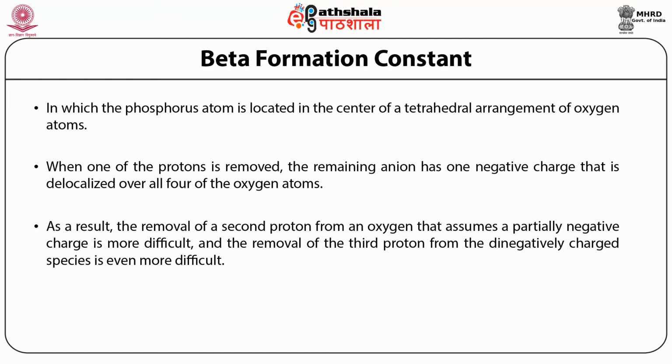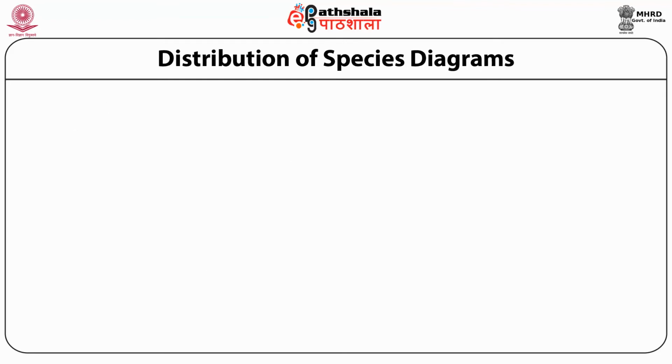For K1 it is in the range of 10 raised to power minus 3, for K2 10 raised to power minus 8, and for K3 it is around 10 raised to power minus 13. The removal of a proton from the di-negatively charged species, that is, ionization of the third proton and formation of the PO4 anion, is very difficult.